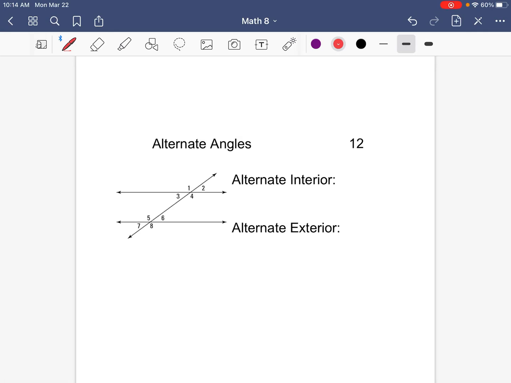Today we're going to talk about alternate angles. So this is a continuation of our transversal unit, and we are first going to go over the definition of alternate interior. So alternate interior angles are inside the parallel lines and on opposite sides of the transversal.